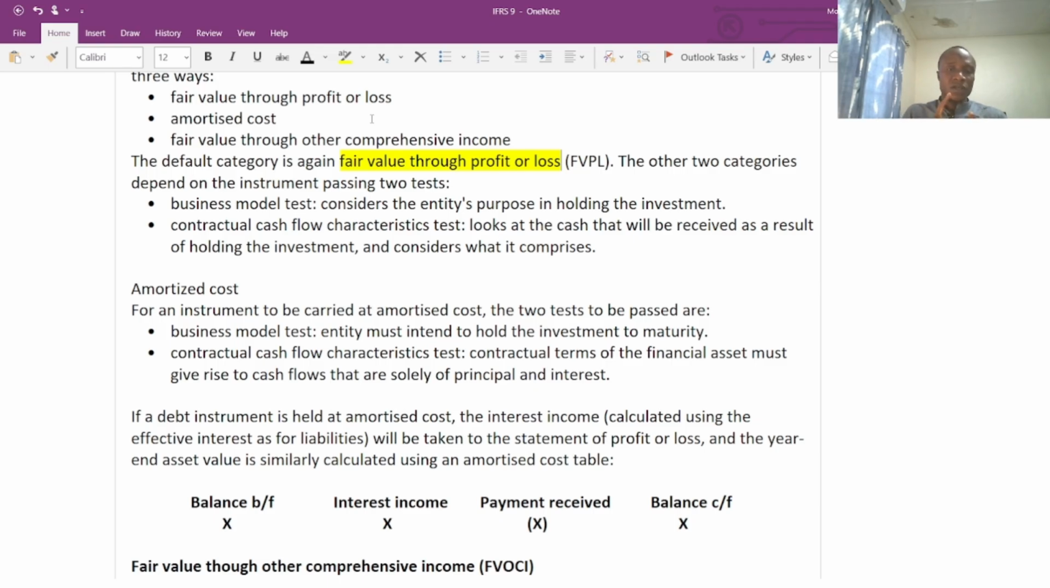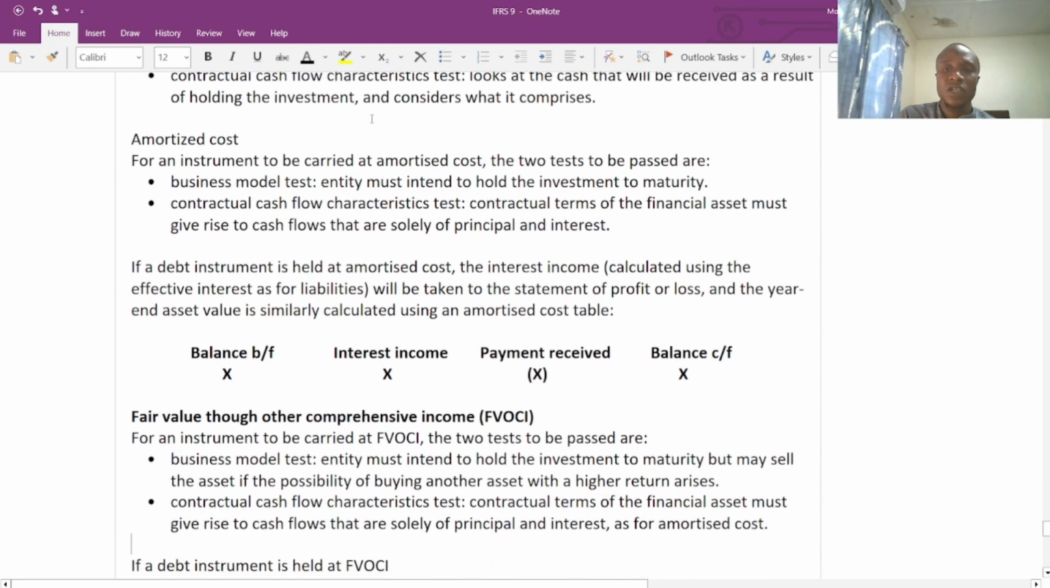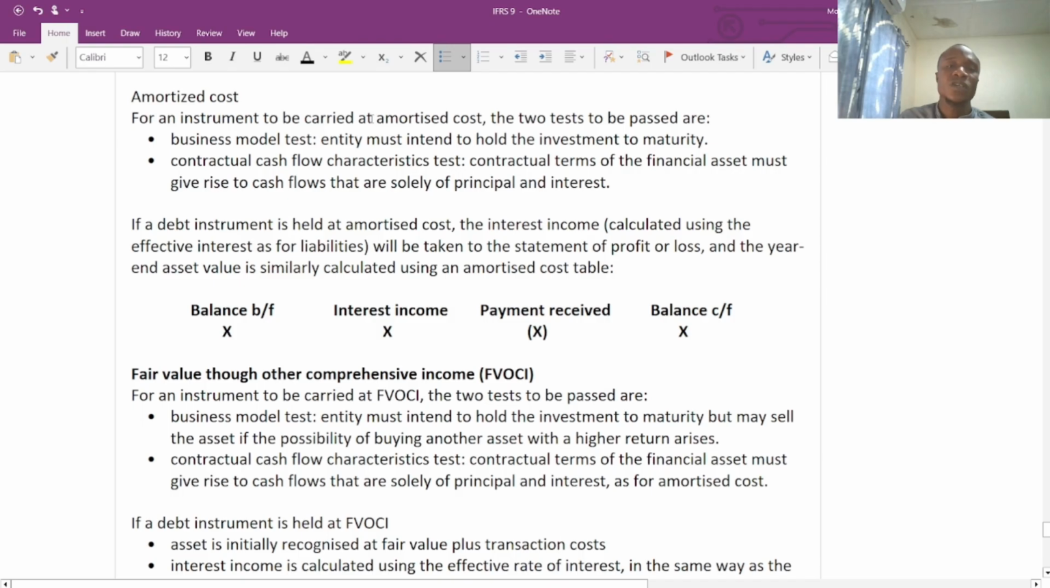Very important concept: whether the instrument should meet fair value through other comprehensive income or whether it should meet amortized cost. For us to classify it as fair value through other comprehensive income or amortized cost, we need to ensure the conditions stated by IFRS 9 are met: the business model test and the contractual cash flow test. So now we are going to talk about amortized cost. For an instrument to be carried at amortized cost, the two tests to be passed are the business model test and the contractual cash flow test. Other than that, we are not going to account for it under amortized cost.